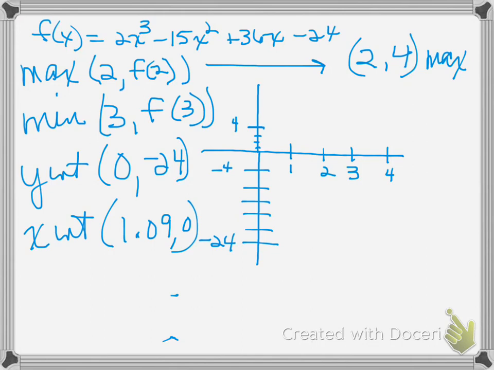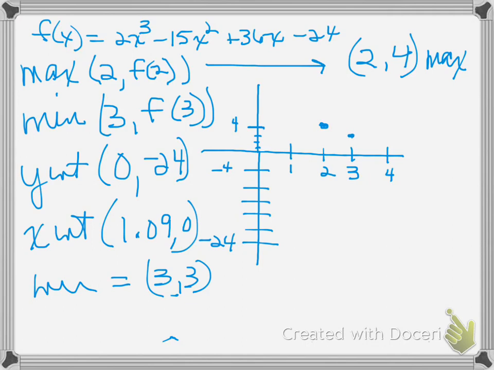The min is going to be (3, f of 3), and when I plug it in, I end up getting, well, I want to write it here, so let me undo that. So when I plug the min in, my min ends up being (3, 3). Just verify that you're getting the same mins. So I can start plotting some of these points. Right here is going to be (2, 4), and then here is going to be (3, 3).